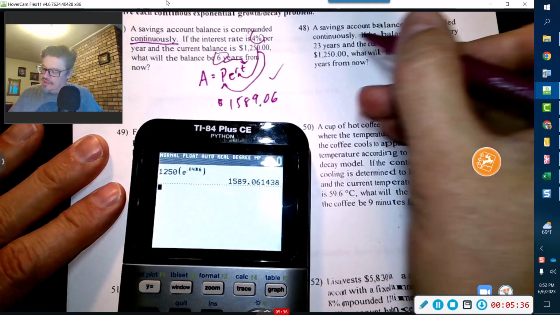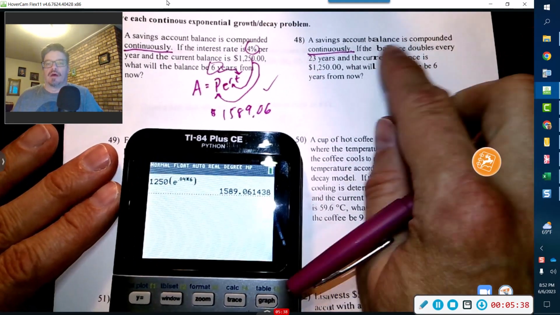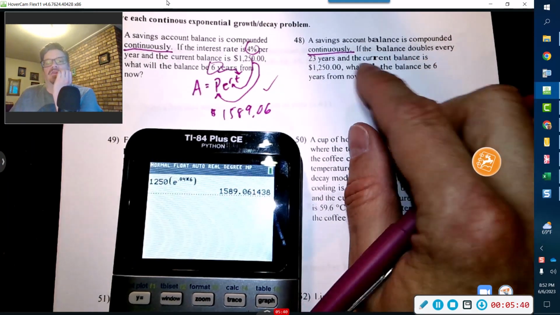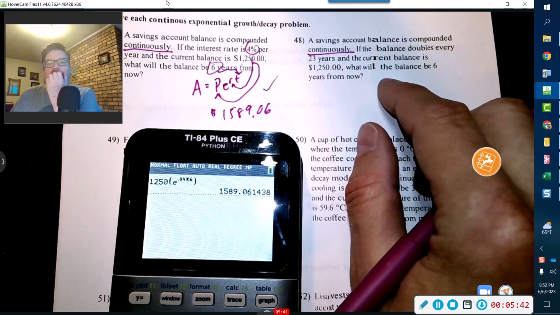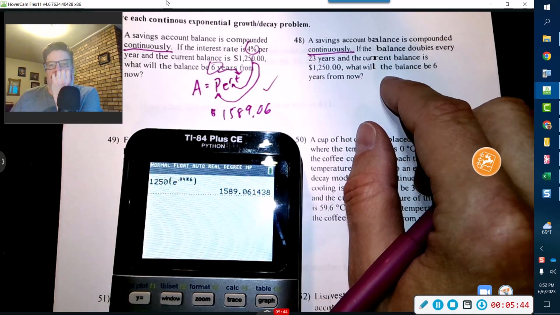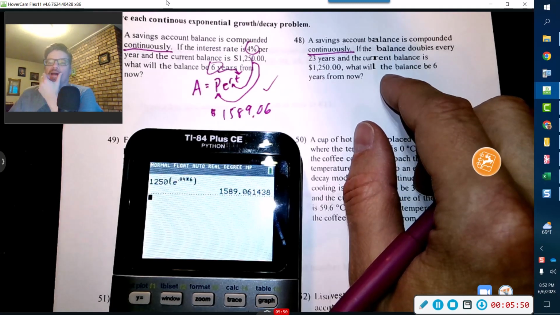This one is also compounded continuously, but it says that the balance doubles every 23 years. So it doubles every 23 years from the current balance. What will the balance be 6 years from now?